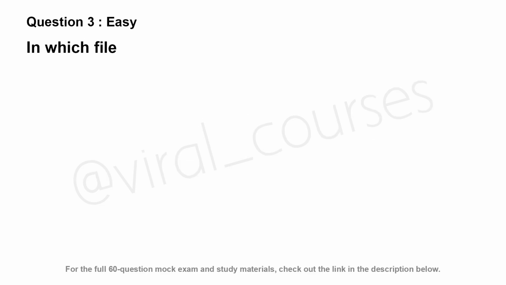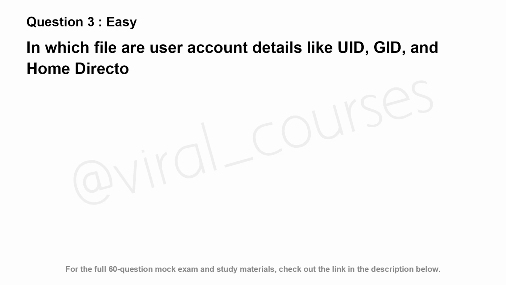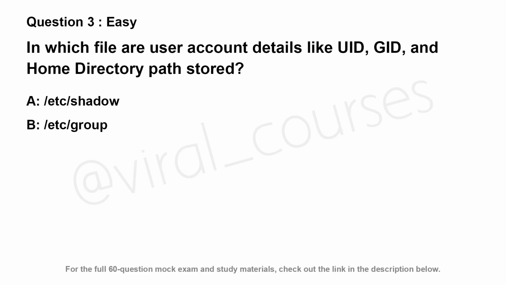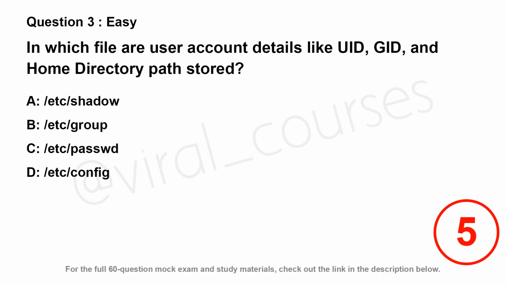In which file are user account details like UID, GID, and home directory path stored? Option A, /etc/shadow. Option B, /etc/group. Option C, /etc/passwd. Option D, /etc/config.